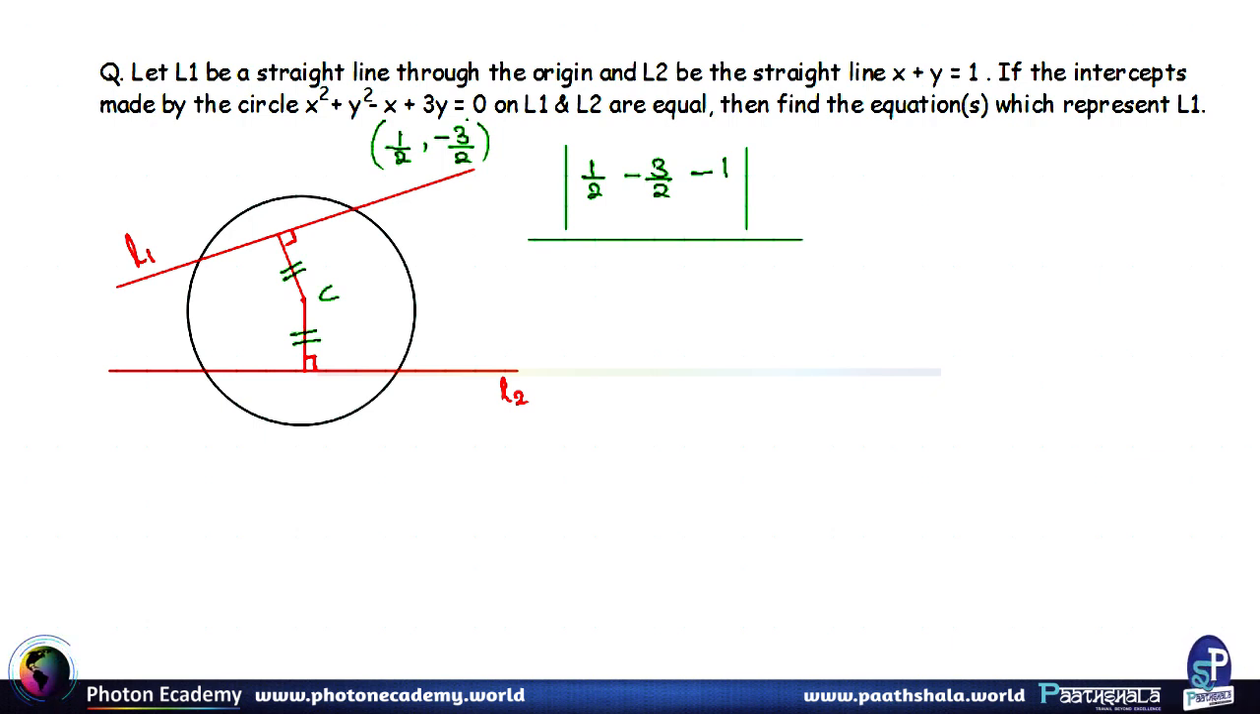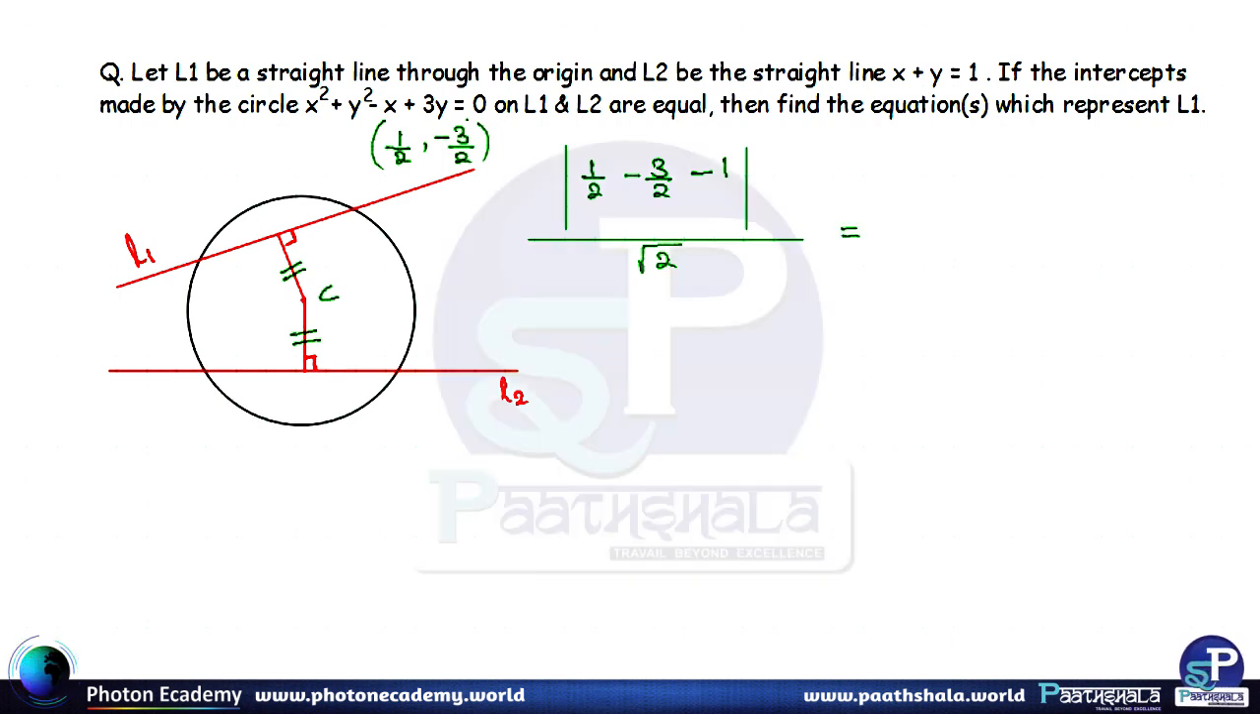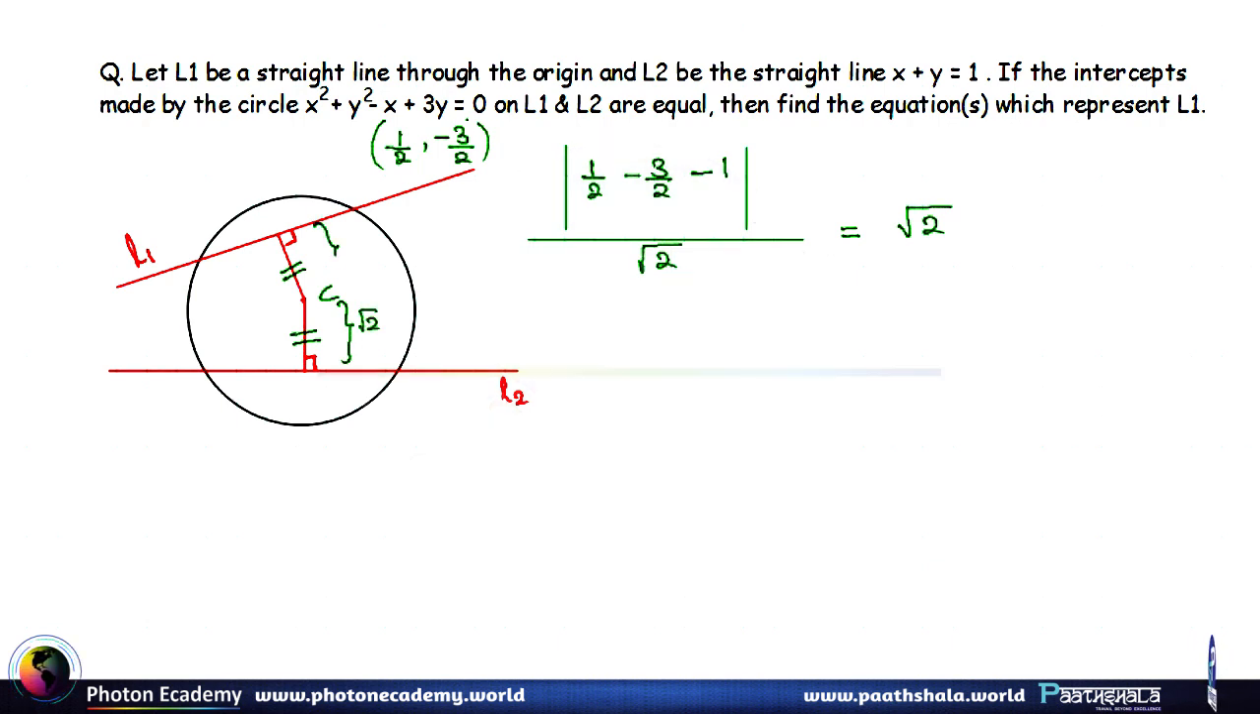So that is under root 1 plus 1, which is root 2 in this case. So this will become, half minus 3 by 2 is minus 1, minus 1 minus 1 is minus 2, mod of that is 2. 2 upon root 2 is root 2. So this distance is root 2. So the distance of C from L1 will also be equal to root 2.